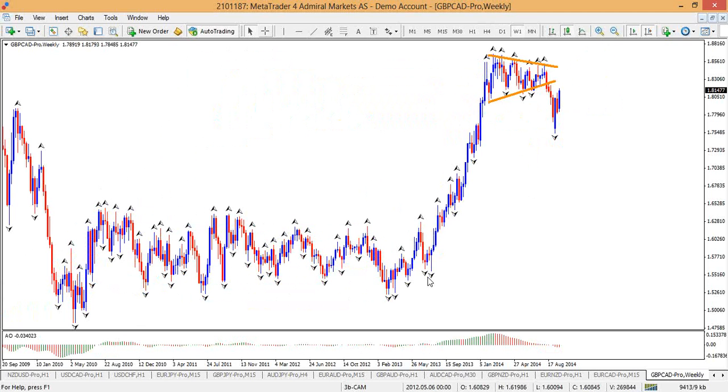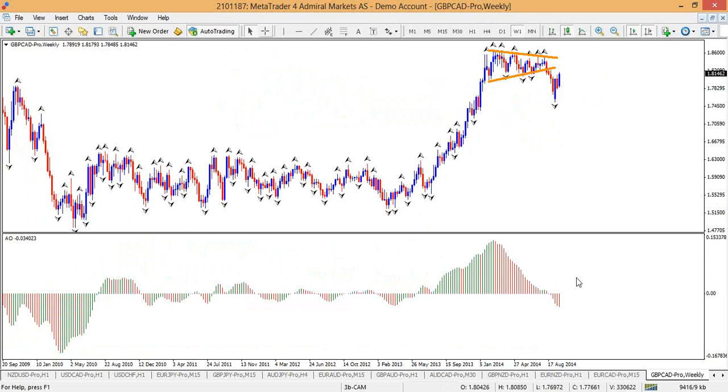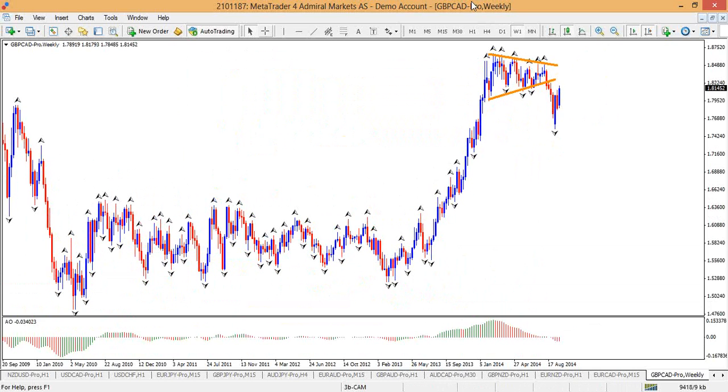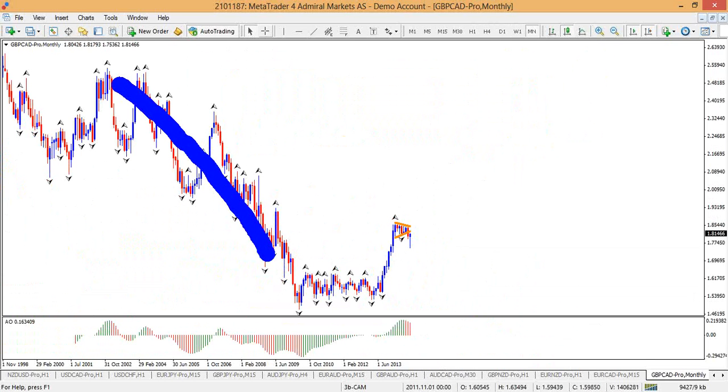And let's take a look at the AO. Strong AO, price is back to the zero line. But, you know, this is a weekly chart. It's difficult to tell because here we're in a big downtrend. This could be a retracement again.